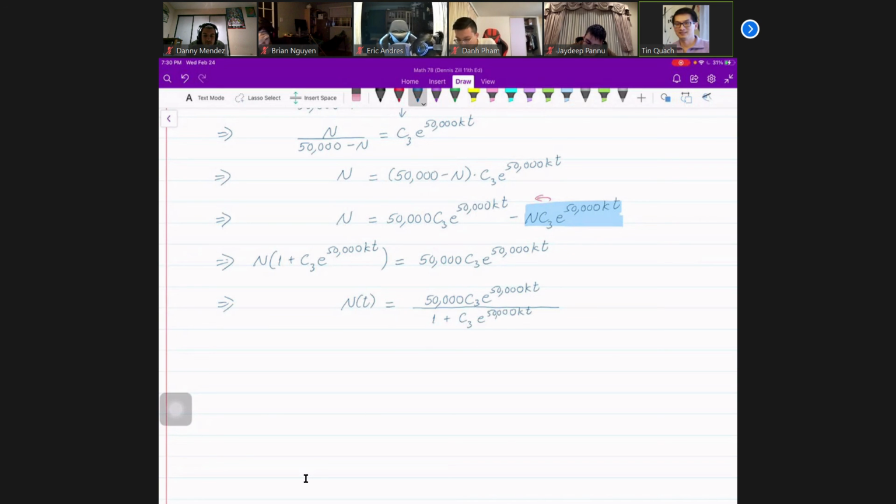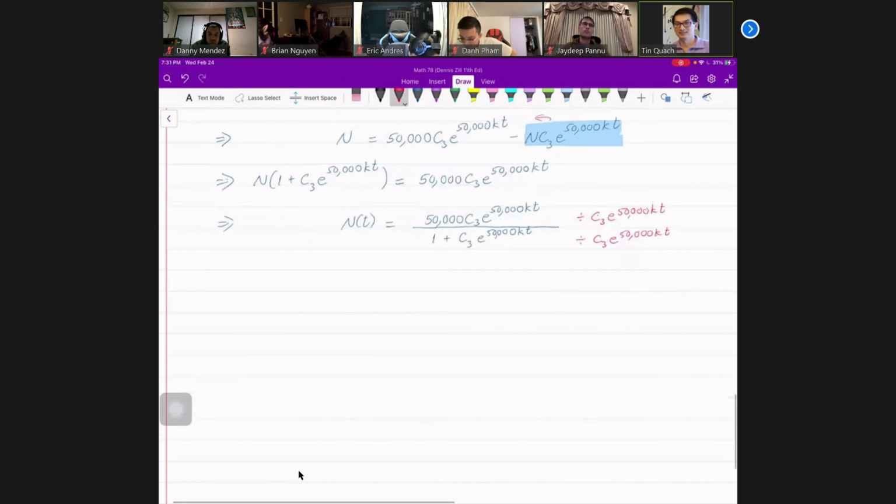You can make it look better. And how do you make it look better? You can divide the top and the bottom by this guy. Let's just do this. So divide the top by c sub 3 e to the 50,000 kt and do the same thing to the denominator. Okay, so what do you have?